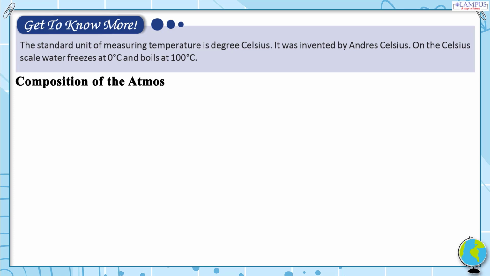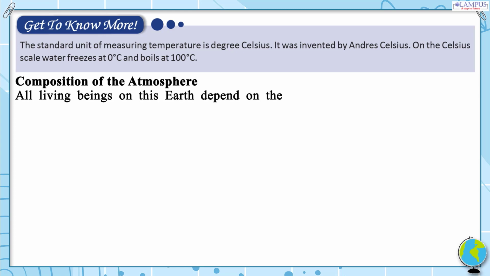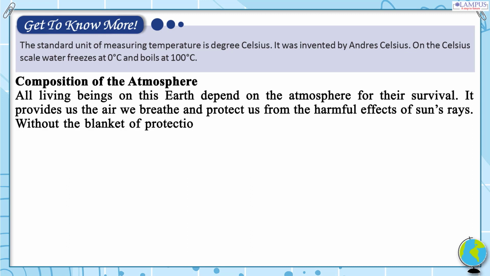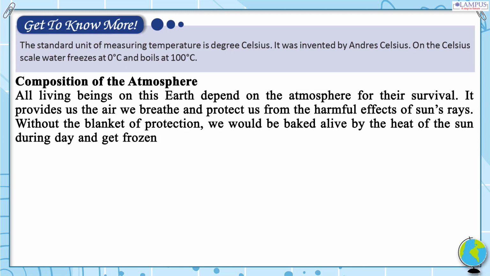Composition of the atmosphere. All living beings on this earth depend on the atmosphere for their survival. It provides us the air we breathe and protects us from the harmful effects of sun's rays. Without the blanket of protection, we would be baked alive by the heat of the sun during day and get frozen during night. So this is the mass of air that has made the temperature on the earth livable.